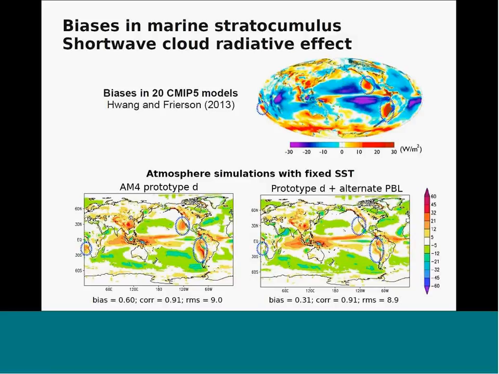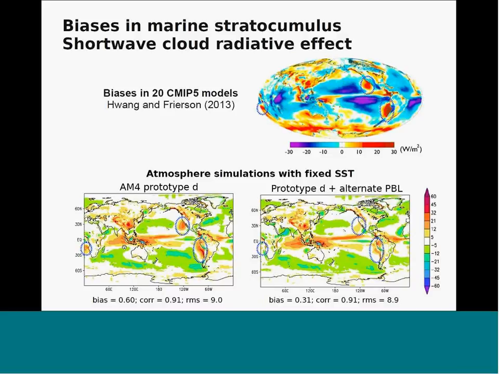One way we are trying to address that is by working on the cloud parameterization and the PBL parameterization. So we have an alternate version of AM4 that has a different cloud scheme. This one is based on a PDF representation. And that one works quite well in AMIP mode. It produces a very good simulation with an RMS of around 9. So it produces a very nice simulation in AMIP.